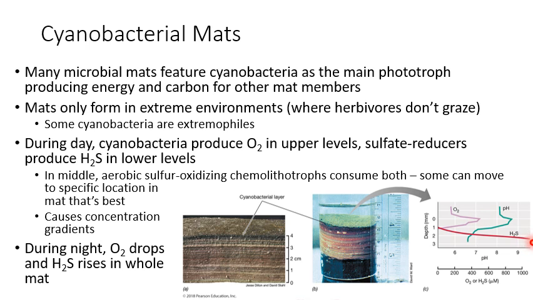Hydrogen sulfide would be high at the bottom of the mat. Then in the middle, you see oxygen dropping off and hydrogen sulfide dropping off as well. That's because both of those resources are being consumed by the sulfur oxidizers. And on this graph, you can see the pH changes throughout the mat. So different microbes at different levels would typically have different pH requirements.